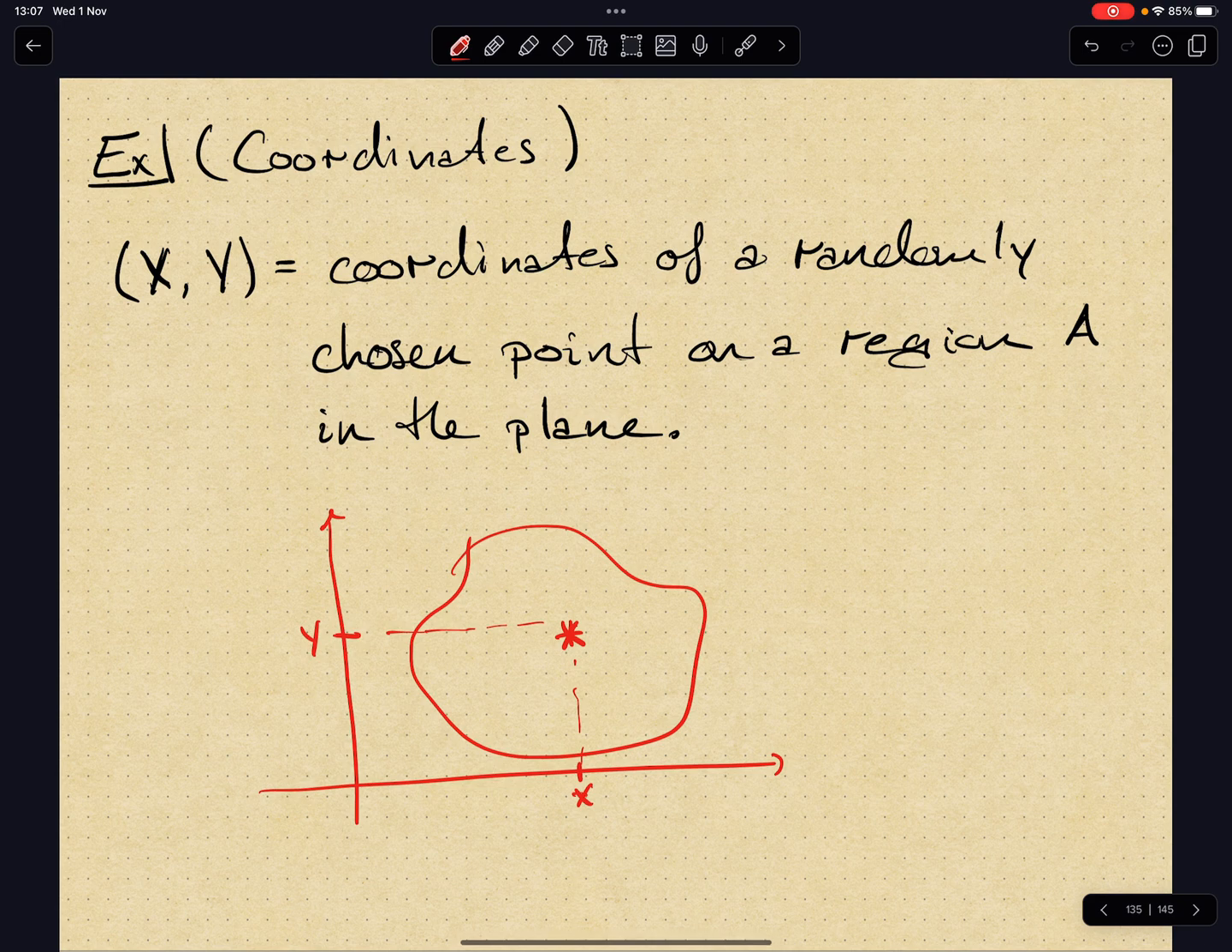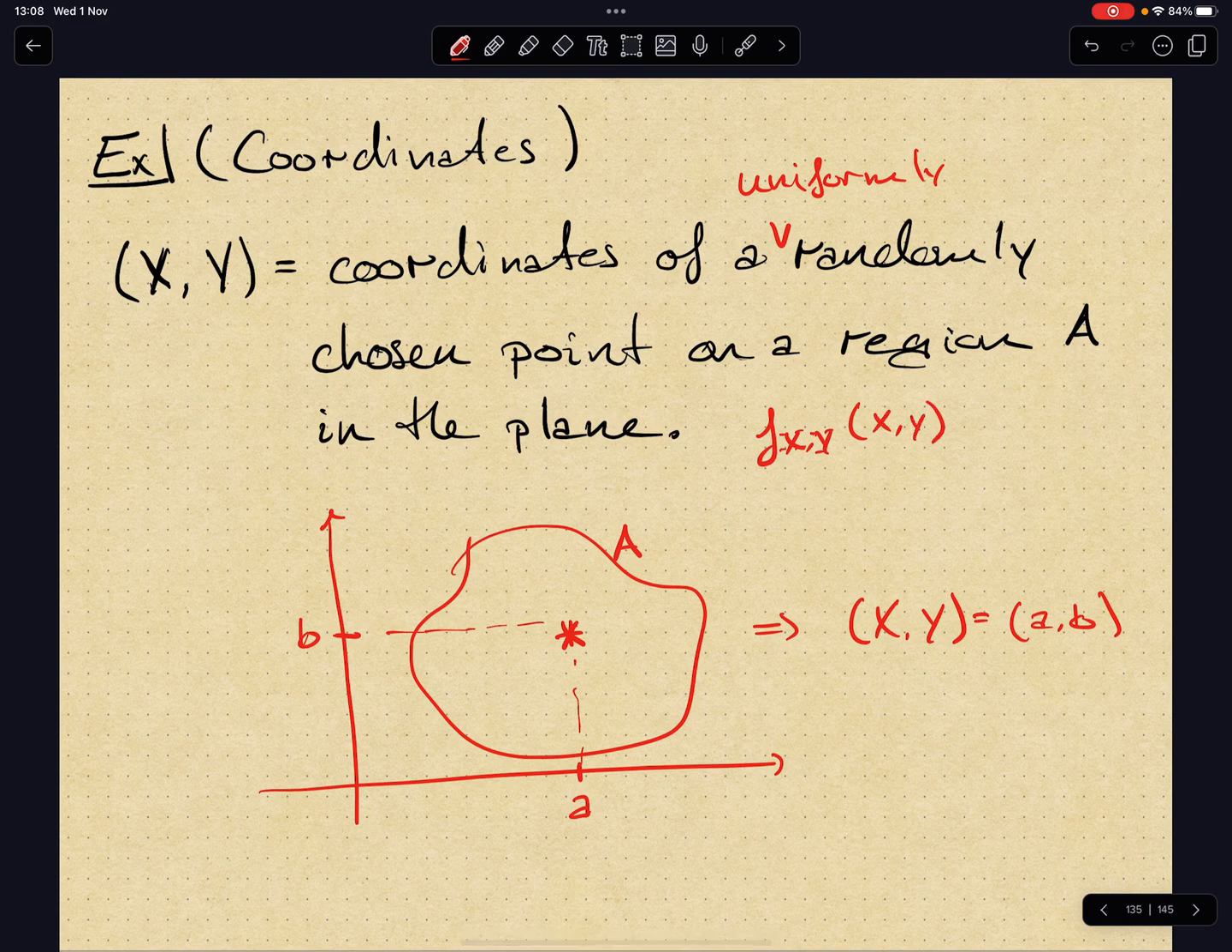To make it more explicit, take a point with coordinates A and B. This would mean that if we choose this point at random, then (x, y) is going to be equal to (a, b). And this is our region A. Typically, people like to use the example of choosing uniformly at random, meaning that each point is equally likely or relatively equally likely to be chosen. And in that case, the joint probability density f(x, y) of choosing the point (x, y) is going to be 1 over the area of A.